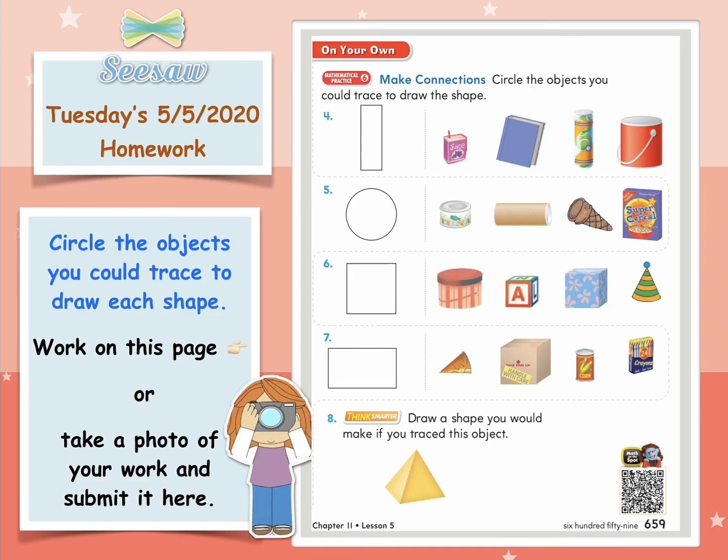For number 8, you will need to draw a shape you would make if you traced this object. This object, we call it a pyramid. Look carefully at the pyramid. You will notice that it has 5 faces. 4 are on the sides and 1 is below or down. If you can trace them, it will be perfect. If you need a little help, you can scan the code beside it and watch the math on the spot video, and it will help you a lot.